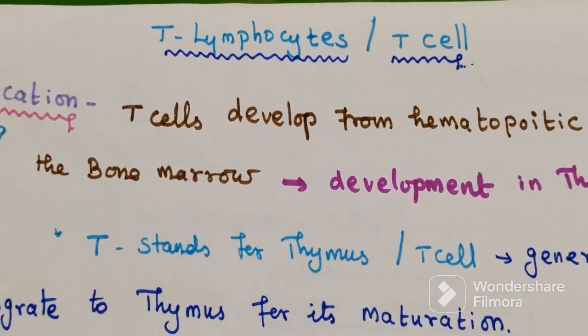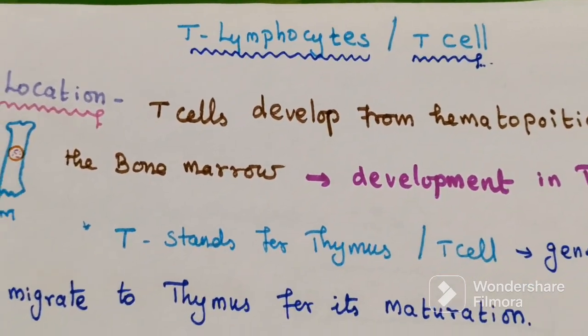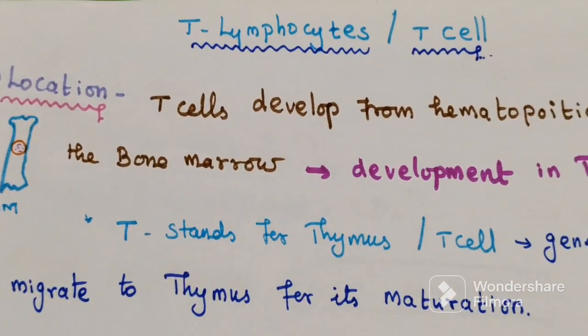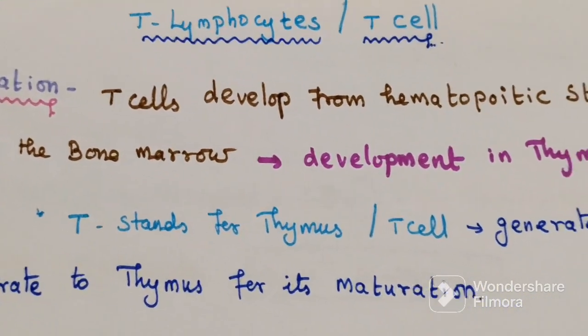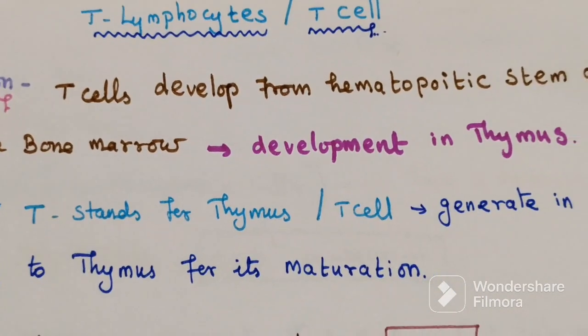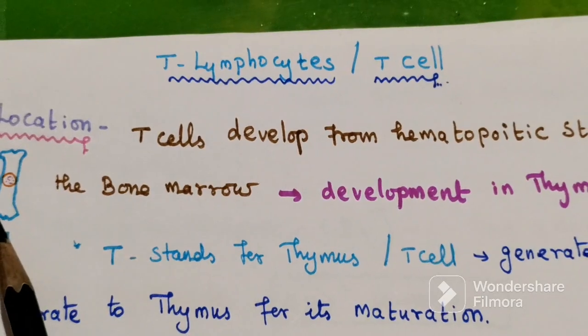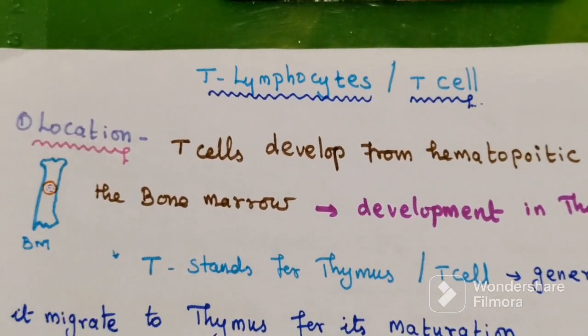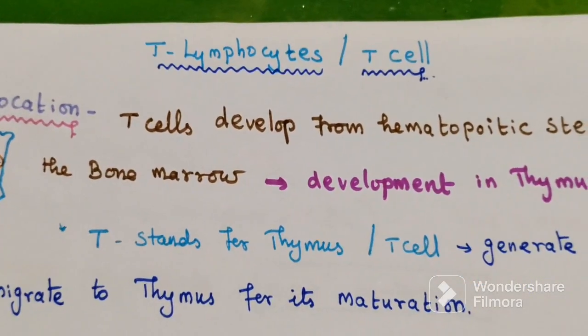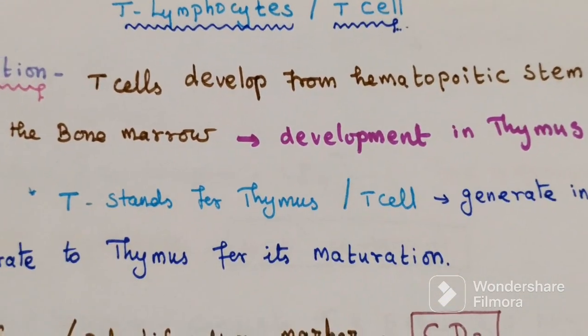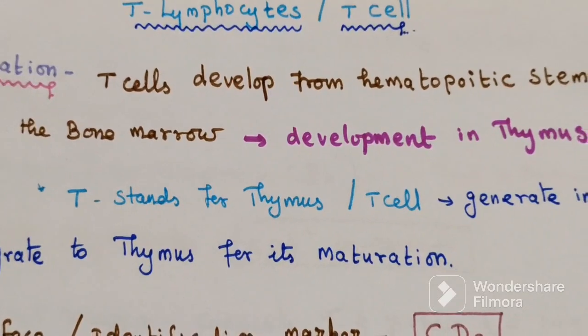Today's topic of discussion is T cells, or T lymphocytes. First we will discuss their location. T cells develop from hematopoietic stem cells in the bone marrow. So development means origination from bone marrow, but the usual maturation takes place in the thymus. So T stands for thymus.